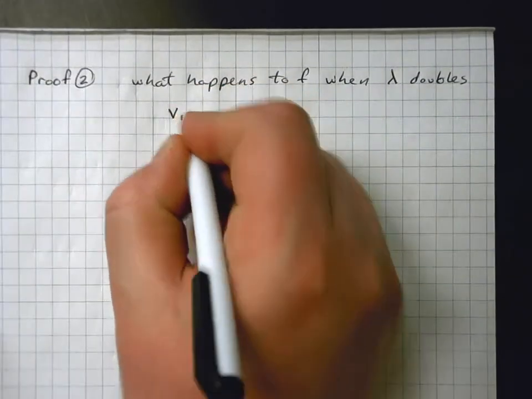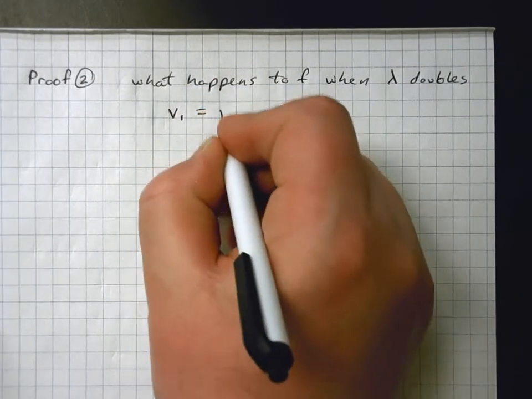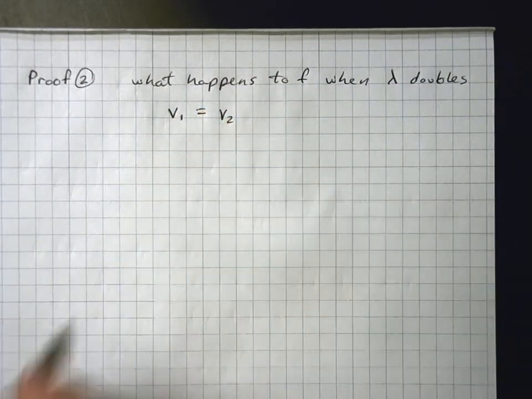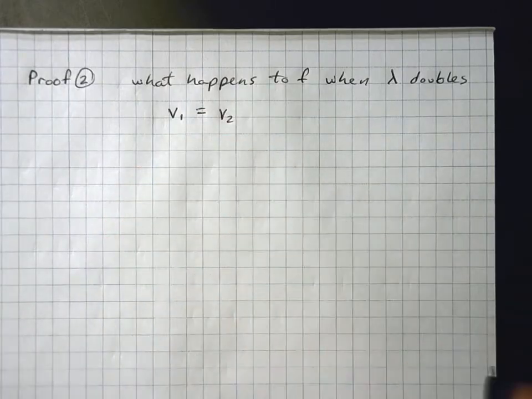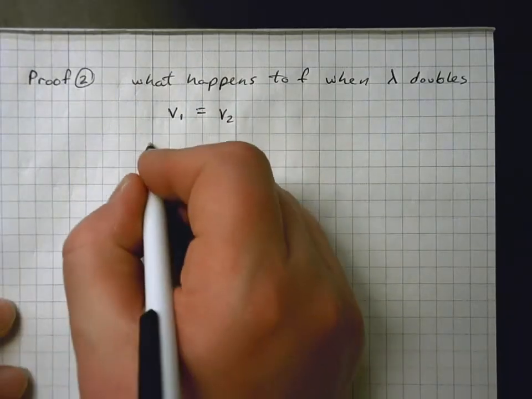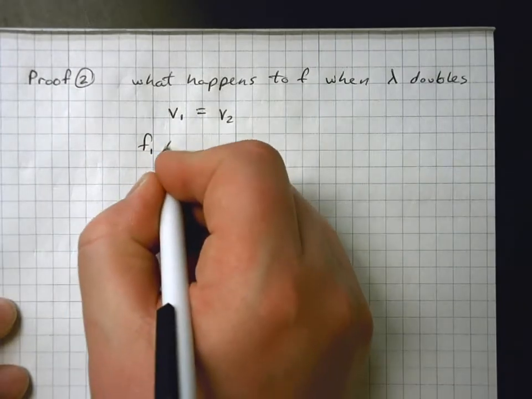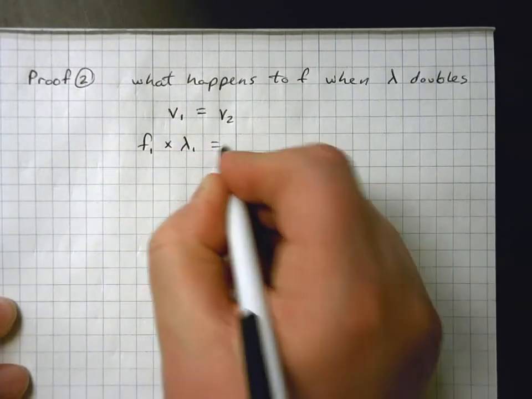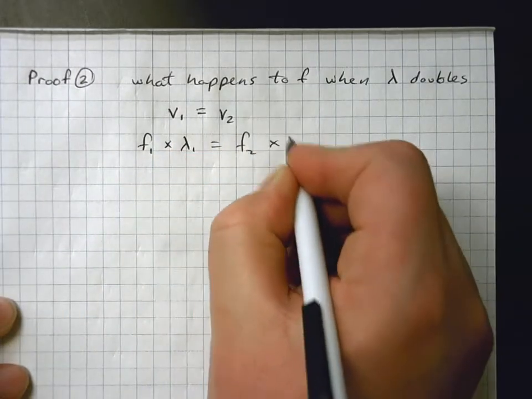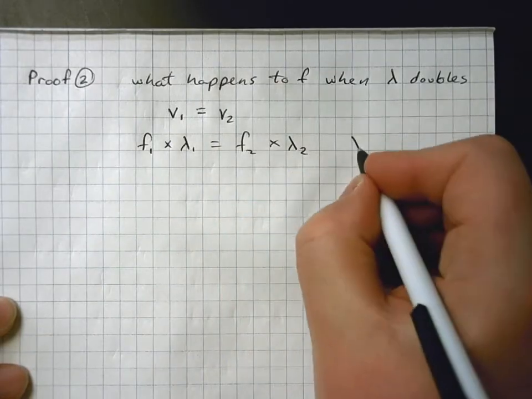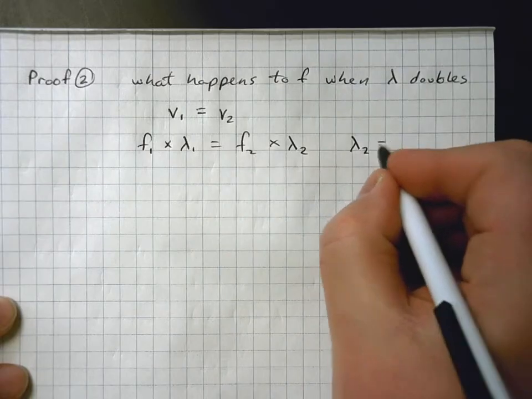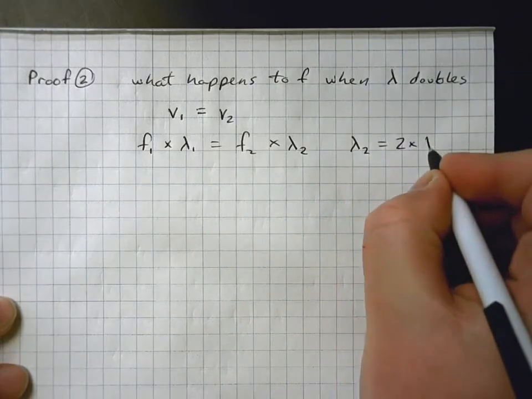The medium didn't change its properties, so the speed stays the same. However, we're going to talk later on about what happens when we change the properties of the medium. Ooh, it's going to be exciting. So we again have F1 times lambda 1 is equal to F2 times lambda 2, and the other part of this is lambda 2 is equal to 2 times lambda 1.